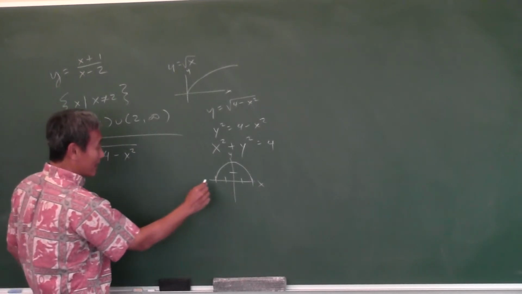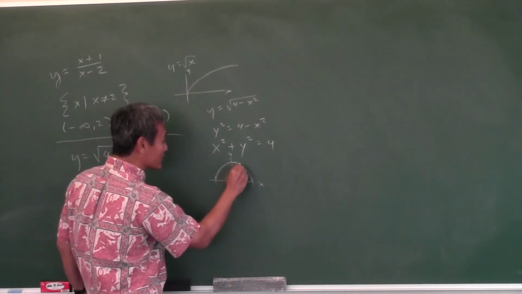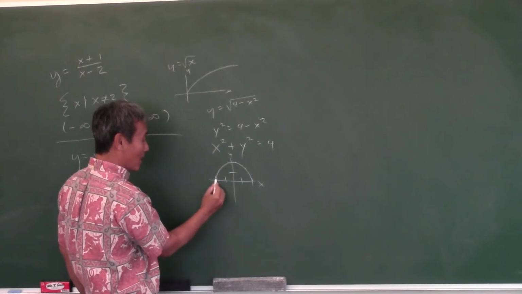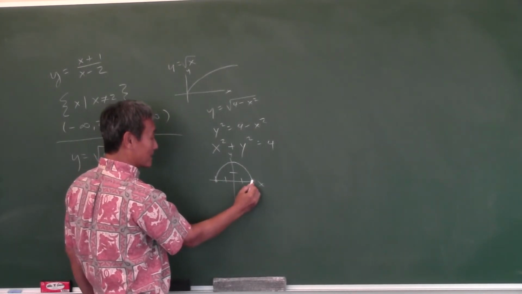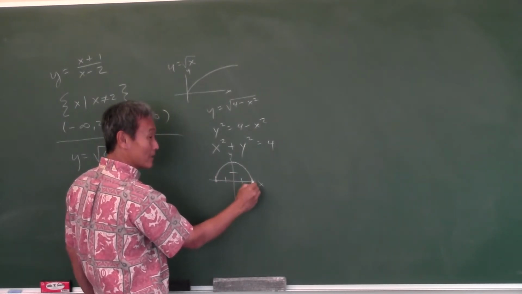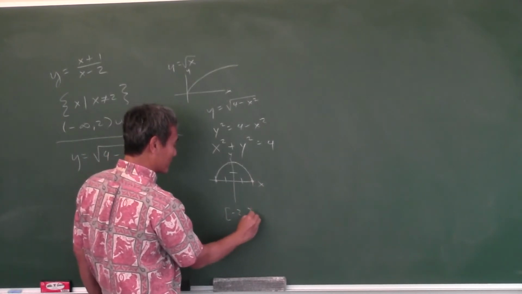Look, what's the list of all the x coordinates on this graph? What's the smallest x coordinate? What's the biggest x coordinate? And do you have everything in between? Yeah, so the domain is going to be from -2 to 2.